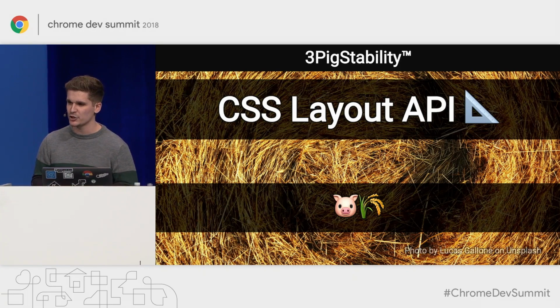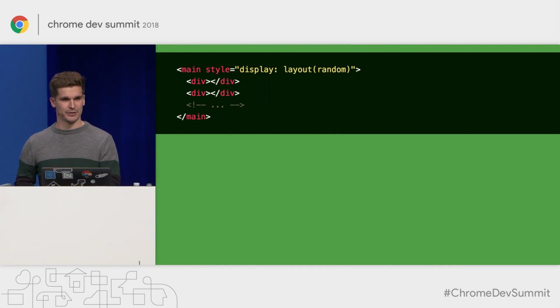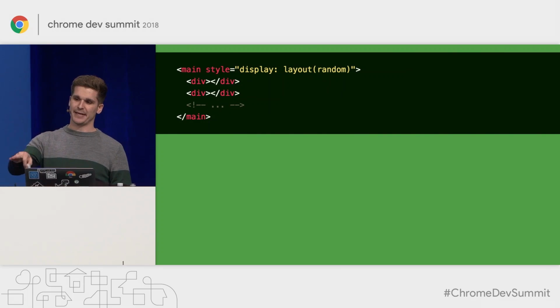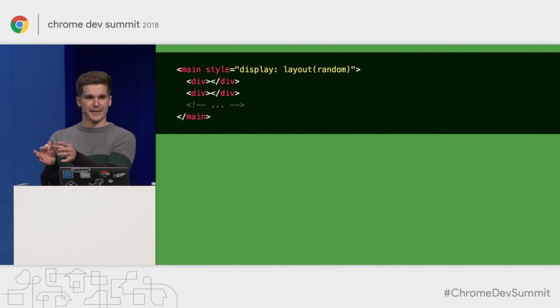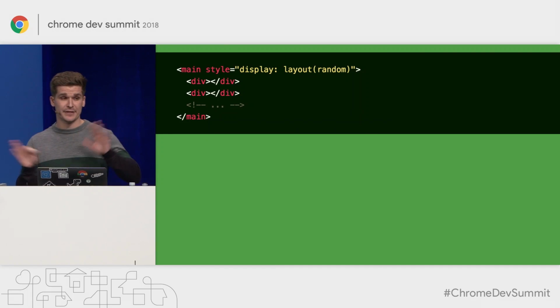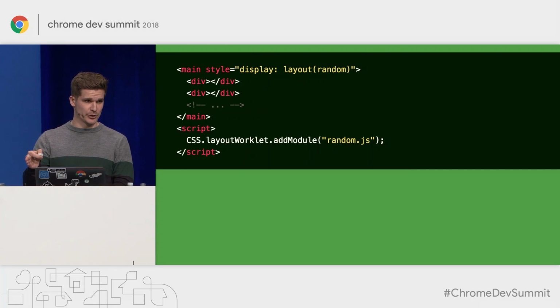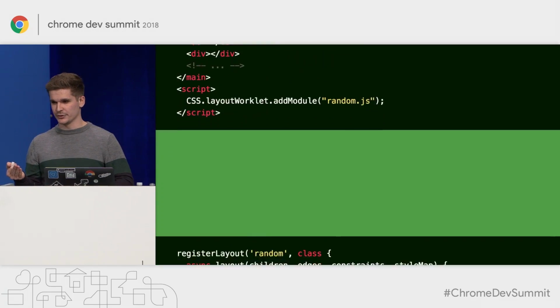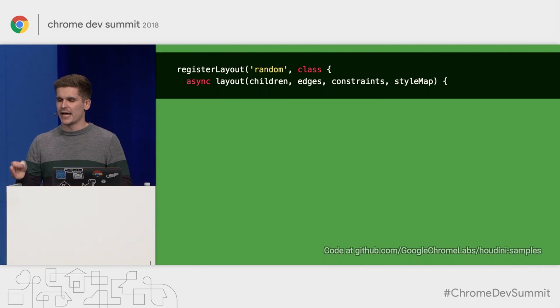But there's so much potential in this app that I really want to give you like a little insight into this. So with the custom layout API, or the layout worklets, you can basically define your own display values. So I'm just going to have a main element and a couple of divs in there, and that's it. All the other magic will happen in the worklet. So now we have a layout worklet on the CSS namespace. I'm going to add the module. And in there, we have a layout callback. I'm not going to explain all the parameters because A, I don't understand them all, and B, layout is pretty complex. But I'm going to keep this one simple so we can get a feel for it.